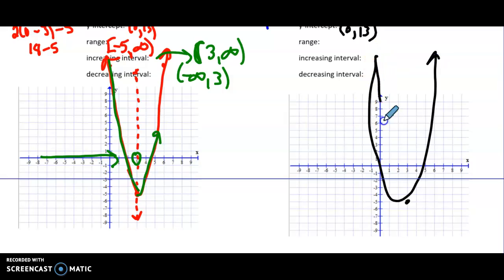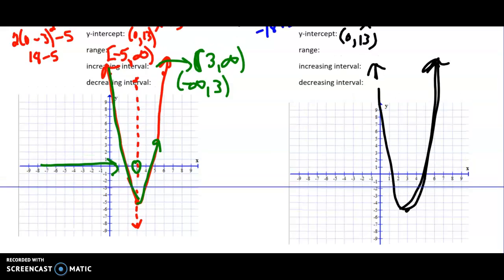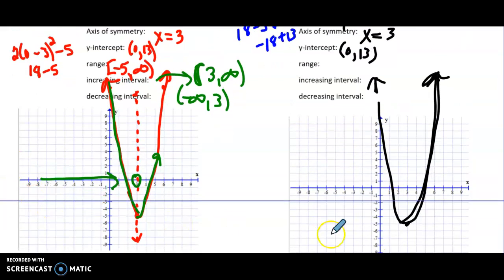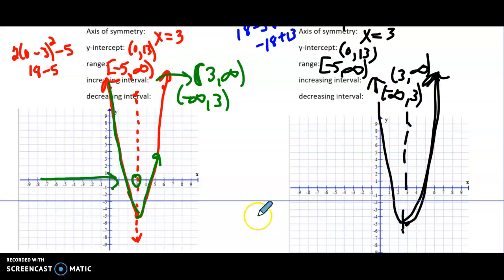Oopsies. I'm sorry. Please draw it better. Okay. So we get our graph. You guys make your notes a lot better than me, I hope. Pause me and make it neat. The range, the y coordinates are all bigger than negative 5. So I'm going to say negative 5 to infinity. And of course, my increasing and decreasing intervals are the same. It's increasing from 3 to infinity. It's decreasing from negative infinity to 3. You just look right here at the axis of symmetry, and that'll cut it in half to increasing and decreasing.